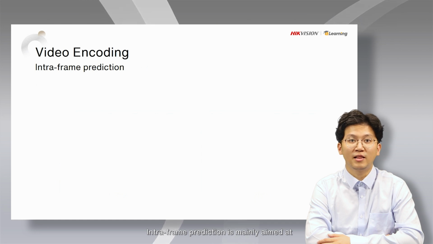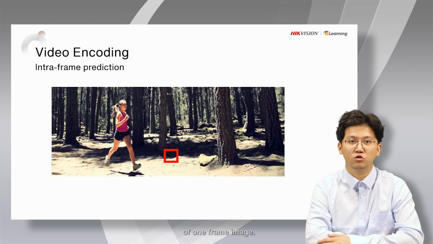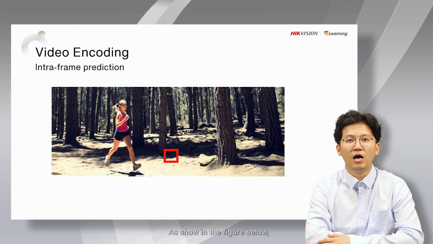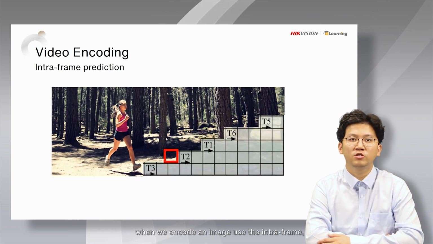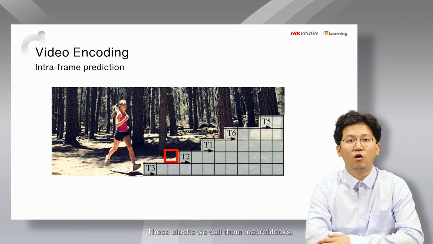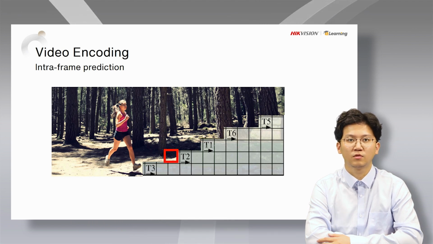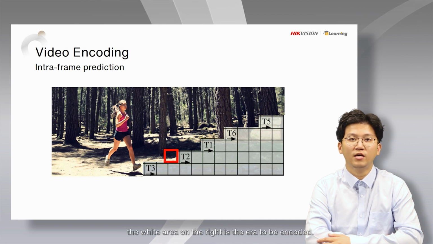Intra-frame prediction is mainly aimed at spatial redundancy in the image, which is a prediction mode for the internal information of one frame image. So as shown in the figure below, when we encode an image using intra-frame, we first segment the image into these white areas. These blocks we call macroblocks. The area on the left is the area that has been encoded, and the white area on the right is the area to be encoded.